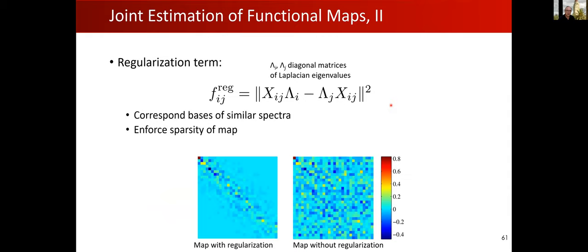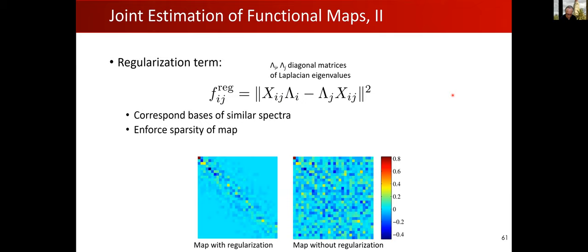We add a regularizer, which is this commutation with the eigenvalues of the Laplacian. Lambda I is a diagonal matrix that has the eigenvalues of the Laplacian of I on the left, and lambda J is the corresponding thing for image J. This tries to keep the matrix diagonal. It tries to say that every eigenfunction on the left should be transported to a sparse combination of eigenfunctions on the right. It should have comparable support on the right. Okay, that's all well and good.